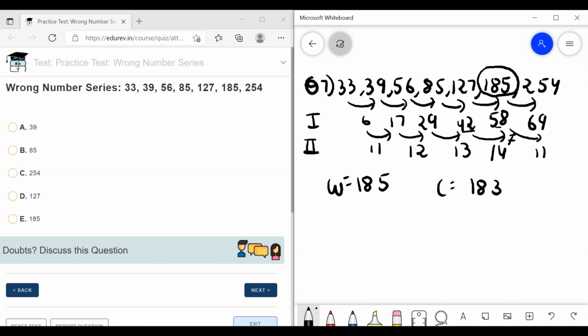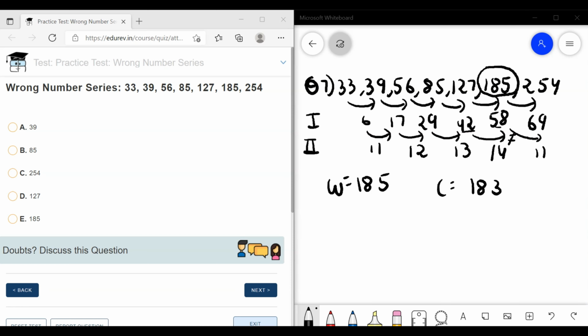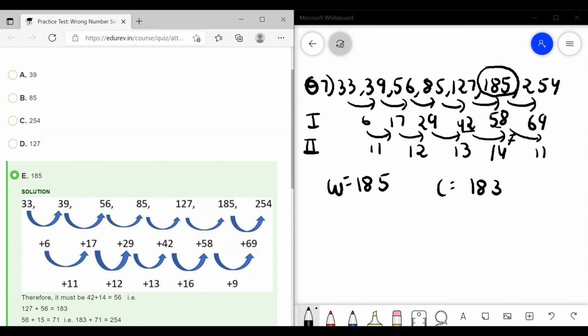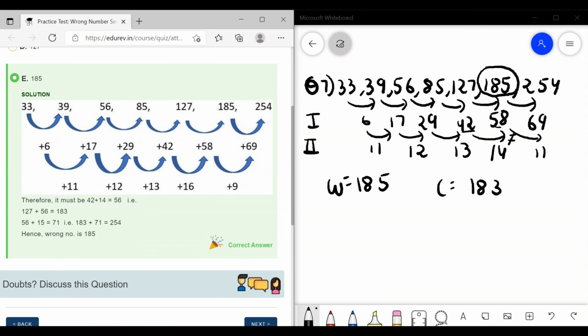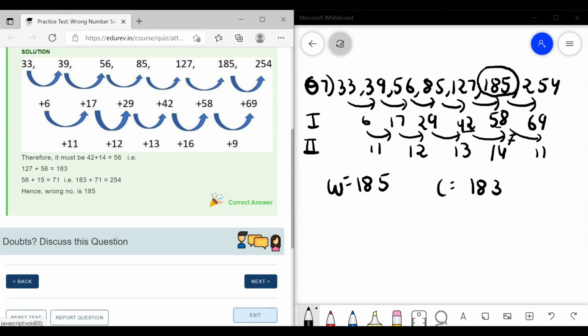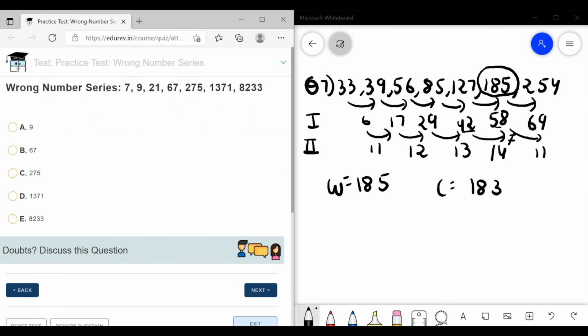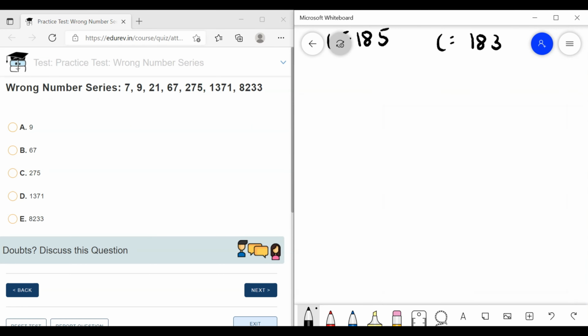So here let's check it out. Let's see which is our option 185. It's option E. Let's have a look at it. Great. As you can clearly see here, the answer is 185, and you can see the solution on the EduRev platform too. Now let's move on to the next question. So now for question number 8 actually.